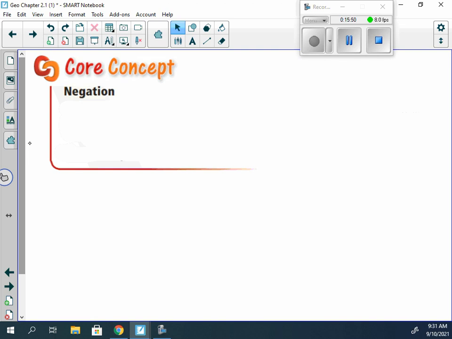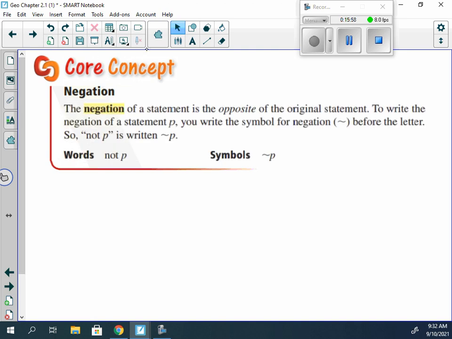Negation. This here I have found every year to be y'all's favorite one to do. The negation of a statement is the opposite of the original statement. And that's really all I would write down, is the opposite of the original statement. We use this little squiggle line to signify negation, and we'll say it as not. So not P. We're negating it. We're saying the opposite of it.